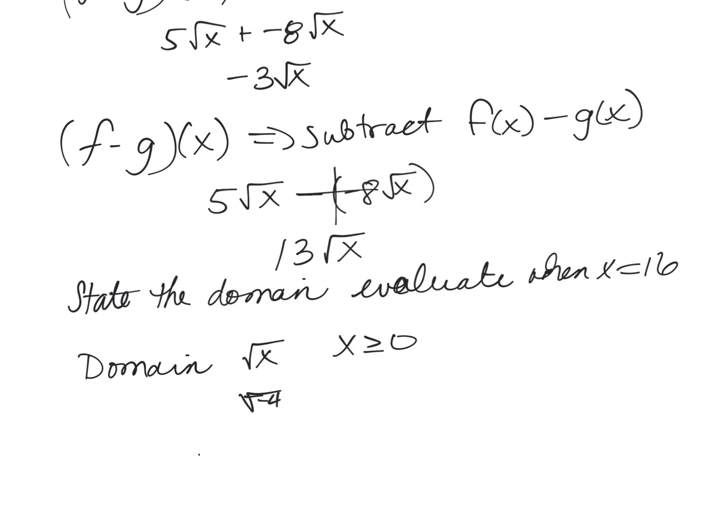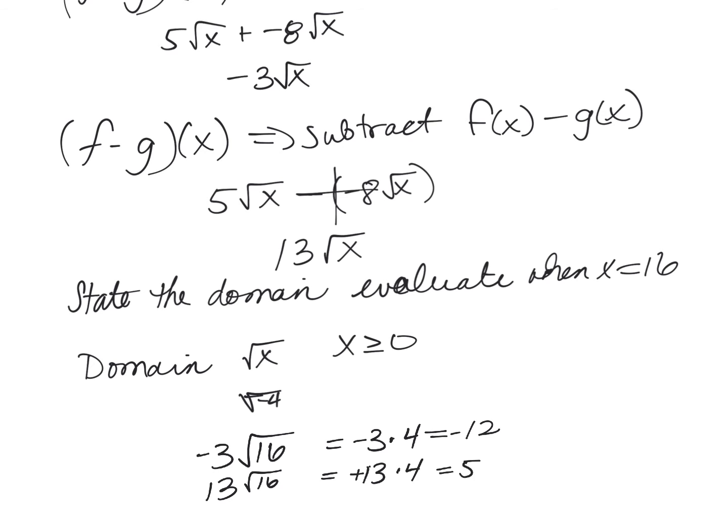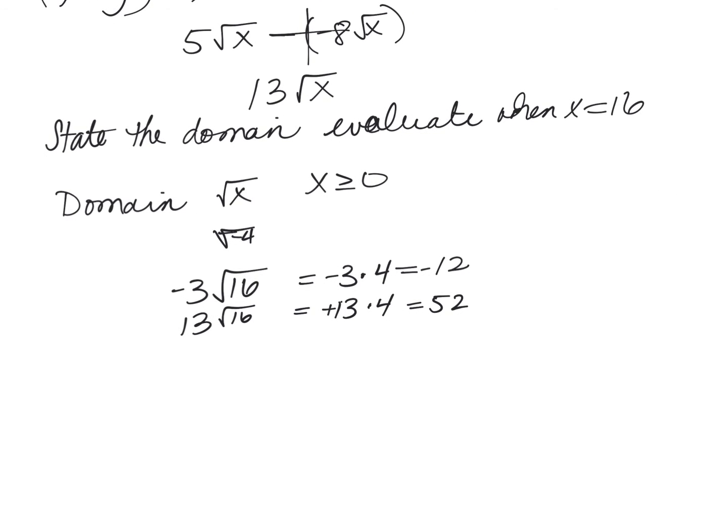And when x equals 16, negative 3 times the square root of 16 is negative 3 times 4, which is negative 12. And then 13 times the square root of 16, the square root of 16 is 4, which is 52. So it's just asking you to add them together and subtract them. We've done this before in many different ways. We are just looking now at different notation.